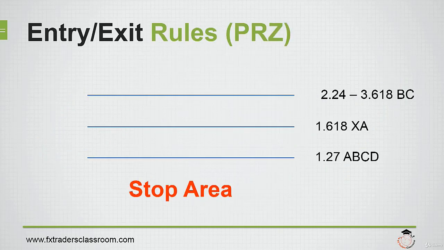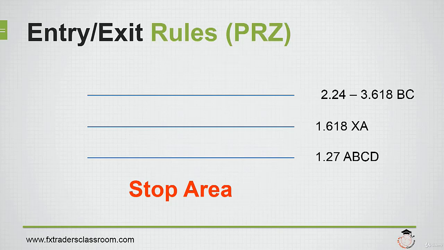Let's look at the PRZ here, and let's look at how these fib levels come into play with each other. On this one, you'll notice a little bit different in that we have the ABCD all the way down at the bottom level here. If we had just a standard ABCD, it would actually be the top level in this. But since we're usually going to have a 127 ABCD, it actually comes in just a little bit below the 1.618 usually, but this can vary from pattern to pattern here. So we have the 2.24 to the 3.618 BC, the 1.618 XA, which is the most important of all the numbers, and the 127 ABCD.